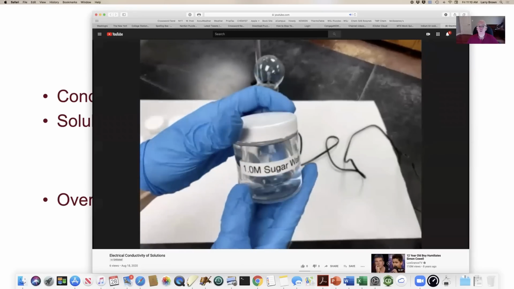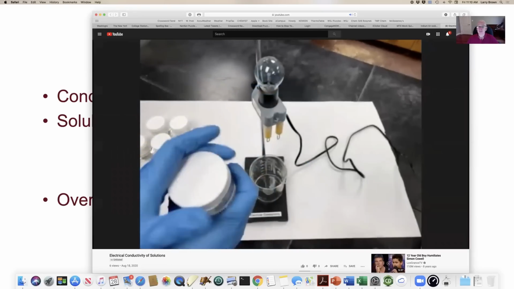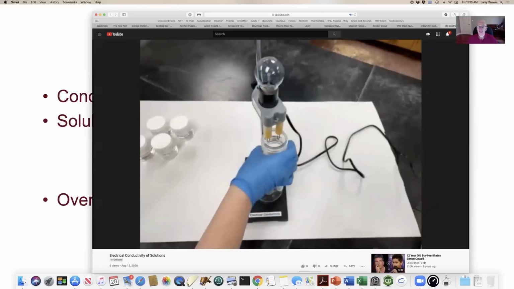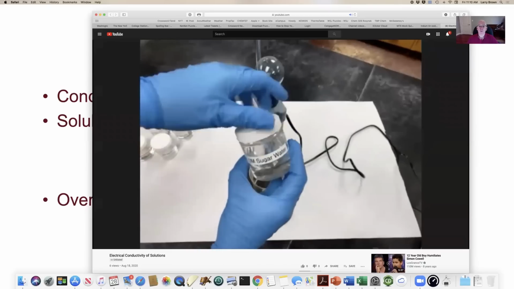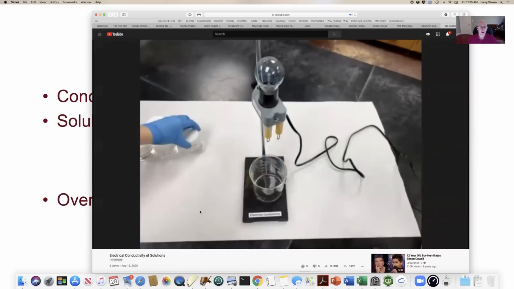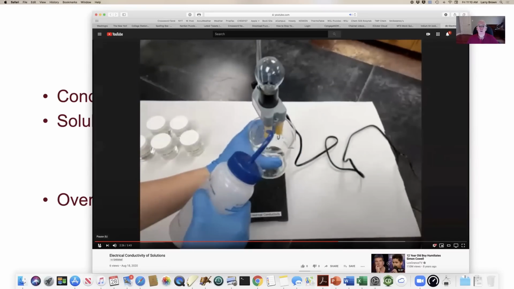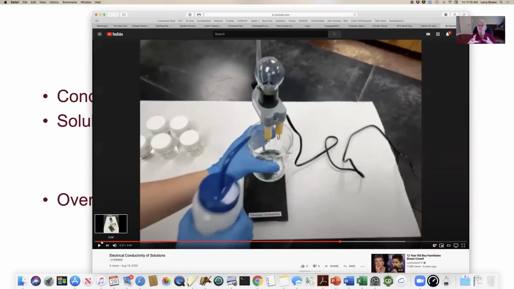This one says it's 1 molar sugar water. Okay, sugar is a carbohydrate, carbons, hydrogens, and oxygens. It is not an ionic substance, and sure enough, if you put that one on there, there is no sign of the light bulb lighting up whatsoever. Okay, and so that's the difference between an ionic compound and what we might call a covalent compound or a molecular compound. In the sugar solution, the sugar molecules don't break themselves apart to make ions. It does dissolve, but the things that are actually swimming around in the solution are intact sugar molecules, and they don't carry a current because they're not charged.